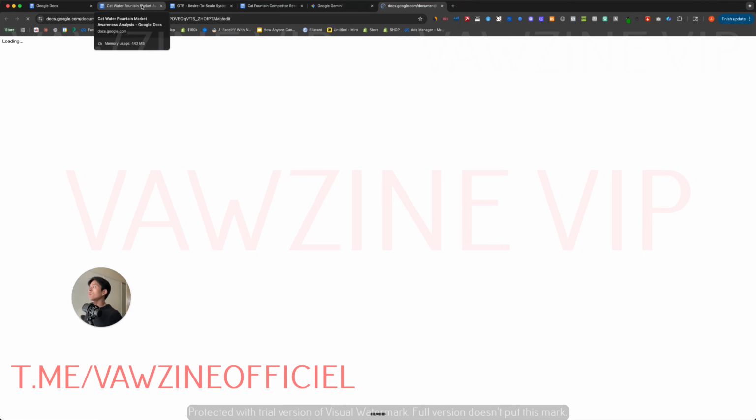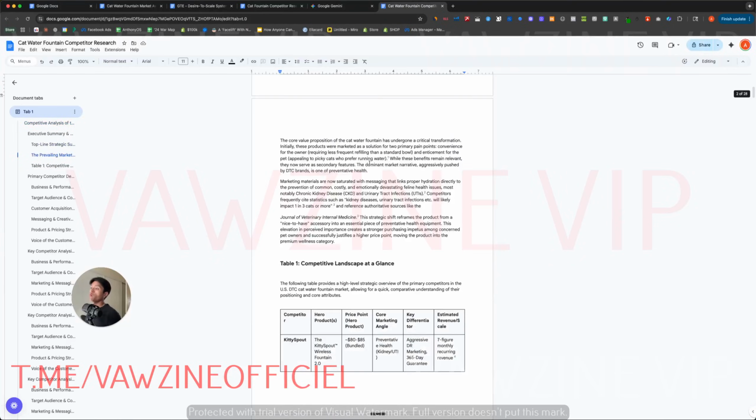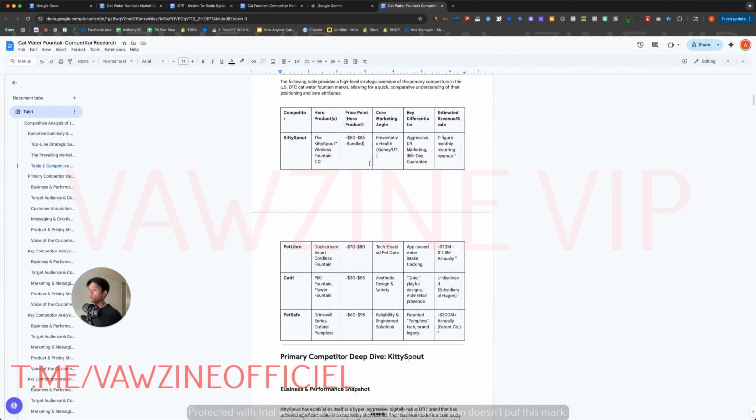Because similar to the market awareness document, you do not have to read all of this. I mean, there's a lot of really, really good information. What it's going to give you that is worth looking at is the main competitors in your space. So as you can see, Kitty Spout is here. We've got Pet Libro, Catit, and PetSafe. These are all different competitors.